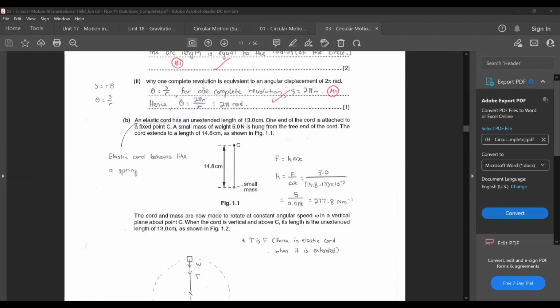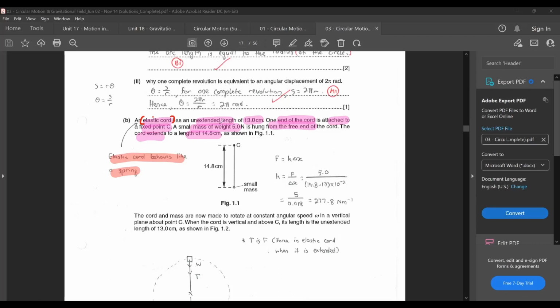Okay, now here they tell you that you have an elastic cord that has an unextended length of 13 centimeter. One end of the cord is attached to a fixed point C. A small weight of 5 Newton is hung from the free end of the cord. The cord then extends to a length of 14.8 centimeter. Now, one key thing to recognize here is that they mentioned that this is an elastic cord, meaning to say it can stretch. So when it can stretch, it actually behaves like a spring. If you apply a load onto it, the cord will extend under the load. So the subsequent description actually is telling you about that.